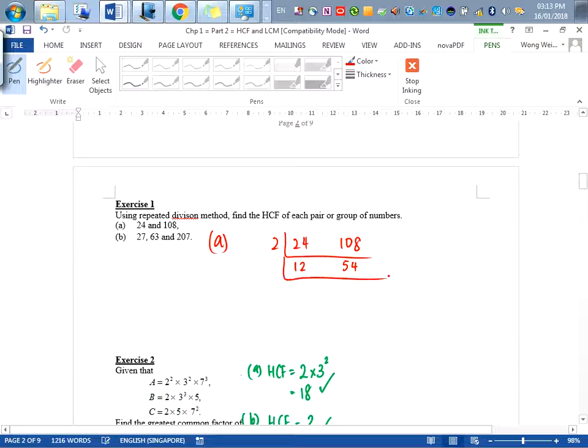What's the next one? Two again. What's the next one? Two again. Three. Okay, any more common factors? No more, so I stop. Okay, so HCF equals 2 squared times 3, which is 12. Okay? This is another method.